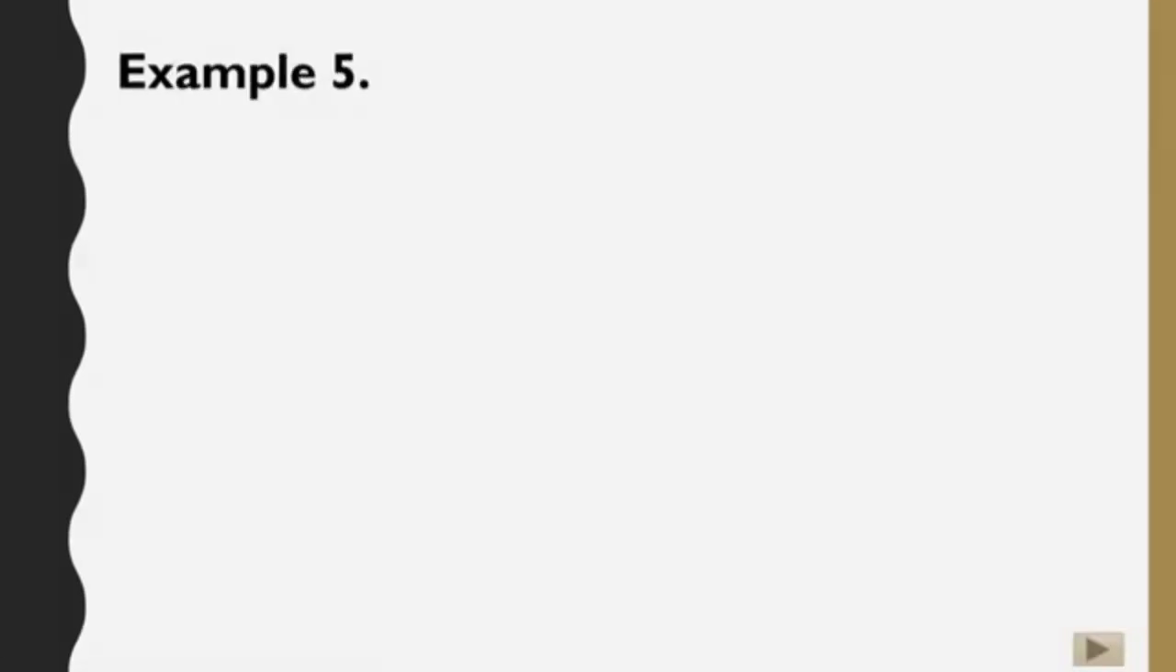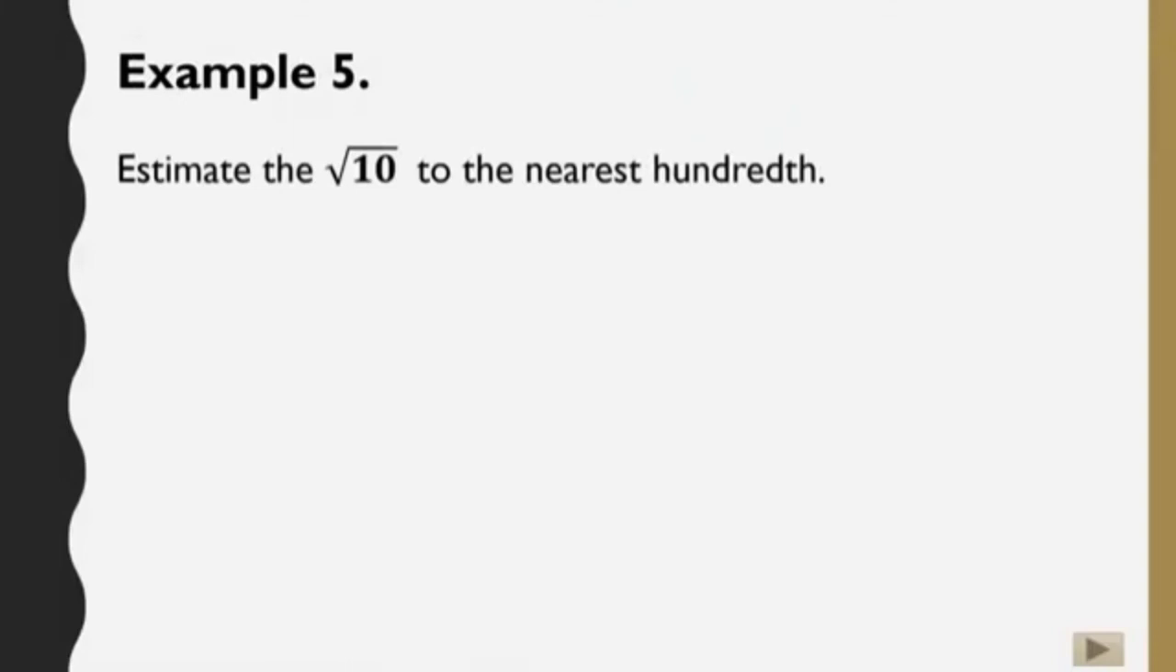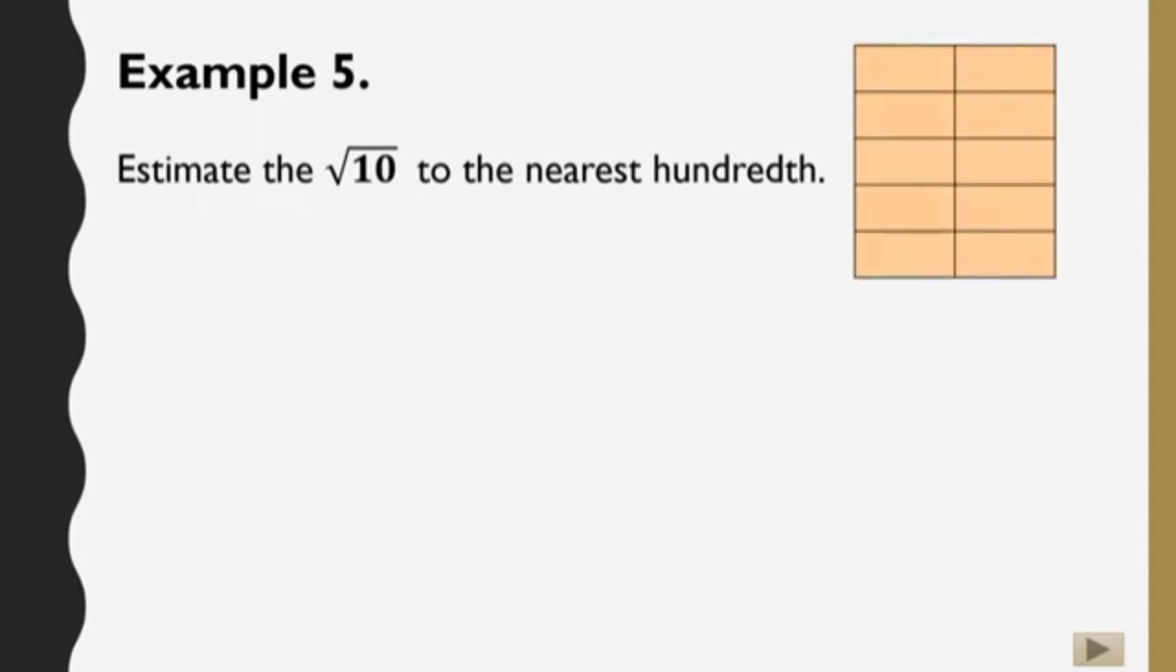Okay, another example, number 5. Estimate the square root of 10 to the nearest hundredth. Kung kanina, in-estimate lang natin kung saan nakapagitan yung isang square root. So dito, alamin natin ano yung pinakamalapit na value ng square root of 10 sa hundredths. So maglalagay tayo ng table, lalagyan natin ng 1 to 5, and then sulat natin yung principal square root of 1, square root of 4, square root of 9, square root of 16, and square root of 25.